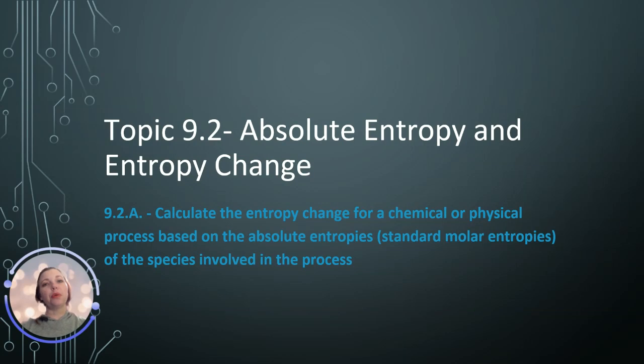Hello AP Chem students and welcome to topic 9.2, absolute entropy and entropy change. The learning objective for today is 9.2.a, calculate the entropy change for a chemical or physical process based on the absolute entropies, standard molar entropies, of the species involved in the process.